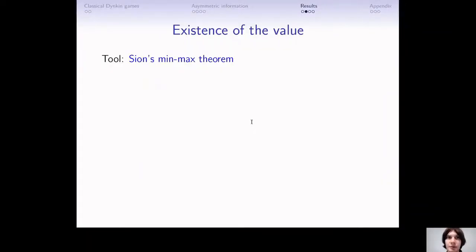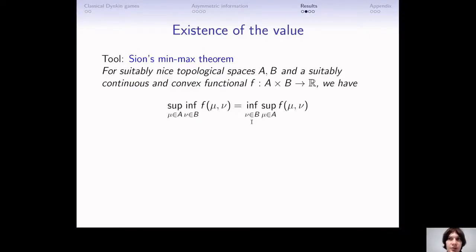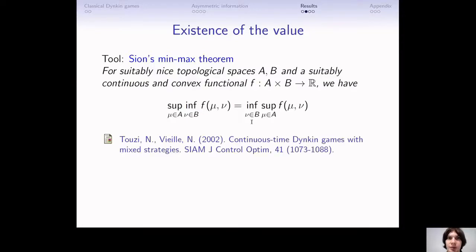The main tool we use after is Sion's min-max theorem. We do not formulate it rigorously here, but essentially it says that a supremum can be swapped with an infimum as long as the spaces over which they are taken and the functionals satisfy certain topological properties. We give credits to authors of this paper for this idea to apply Sion's min-max theorem to prove the existence of the value of a certain full information Dynkin game.